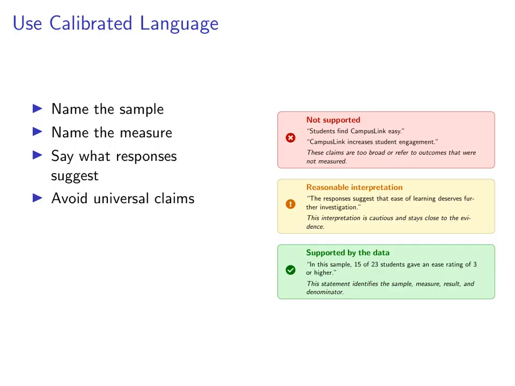Use language that matches the evidence. Say, "In this sample, 15 of 23 students gave an ease rating of 3 or higher." You might add, "The responses suggest that ease of learning deserves further investigation." Avoid saying, "Students find Campus Link easy," because that sounds universal. Also avoid saying, "Campus Link increases student engagement," because the survey did not measure that outcome or establish a change over time. Naming the sample and the measure makes the claim more honest and more useful.